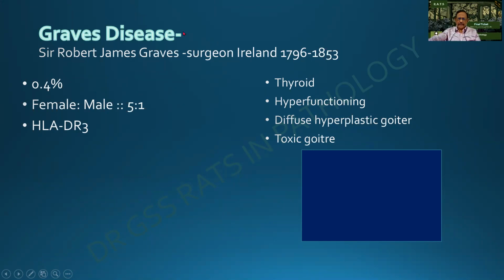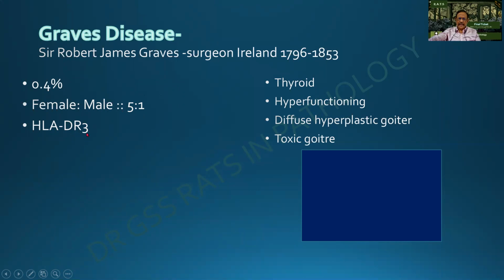The next one is Graves' disease. This is also an autoimmune disorder and it has been named after Sir Robert James Graves. Graves itself is a name. It is not G-R-A-V-E apostrophe S, but G-R-A-V-E-S apostrophe. Surgeon in Ireland, 1796 to 1853. It is a rare disease in 0.4% of the population. Again, females are more commonly involved because it is an autoimmune disorder.